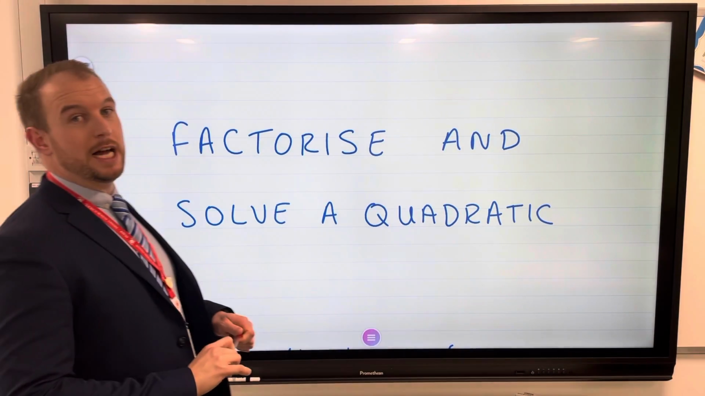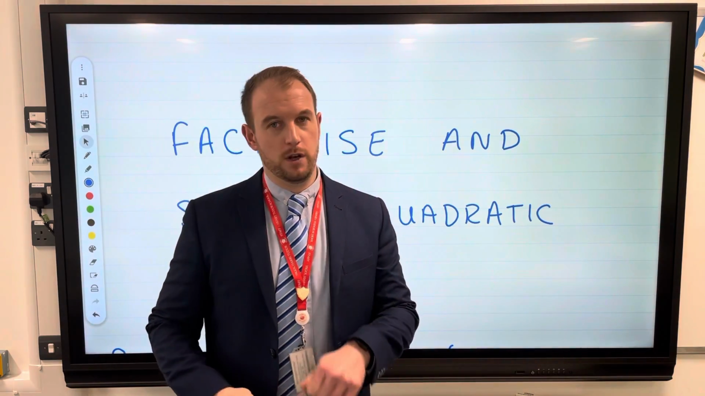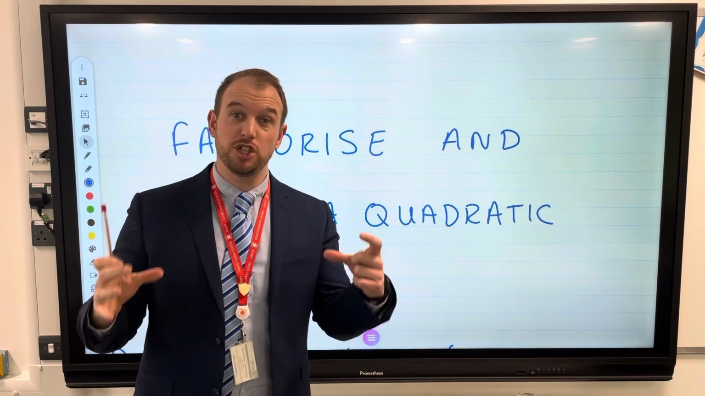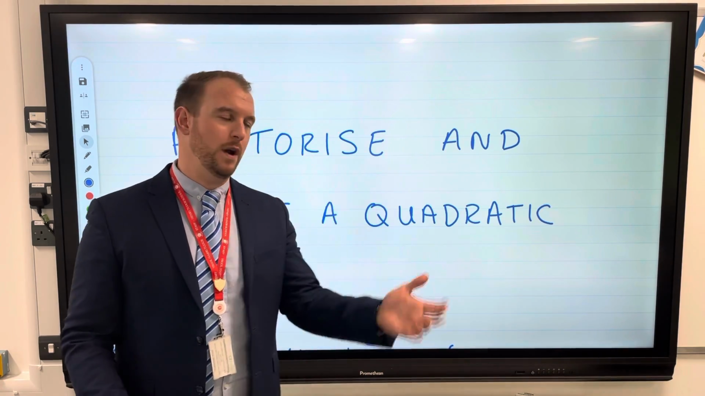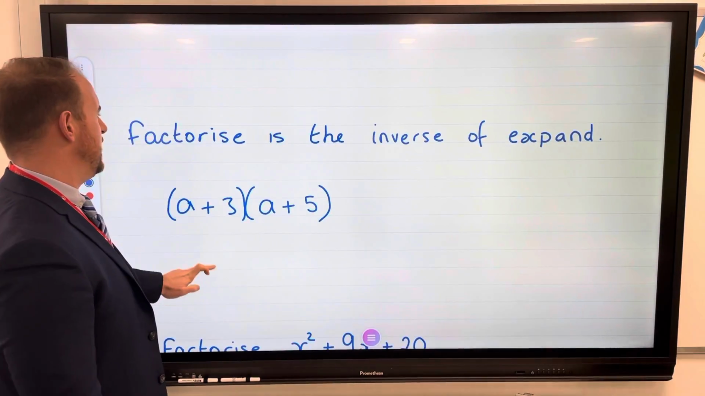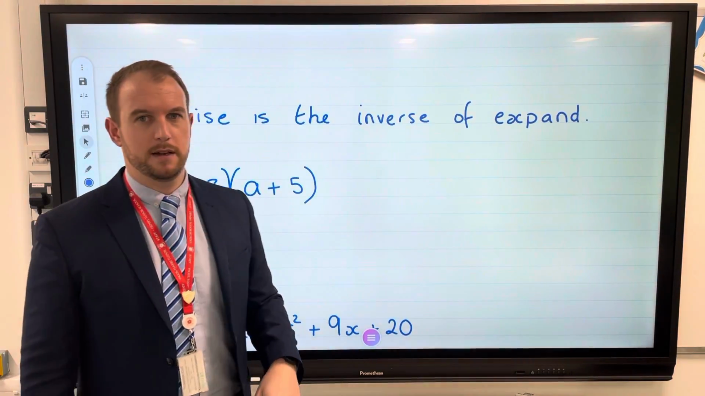So today we are looking at factorising and solving quadratics, okay? So we'll factorise the expression element and then solve the equation element. So that word factorise then. Factorise is the inverse of expand, okay?